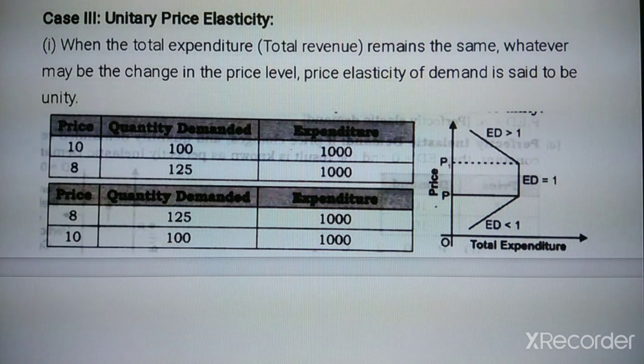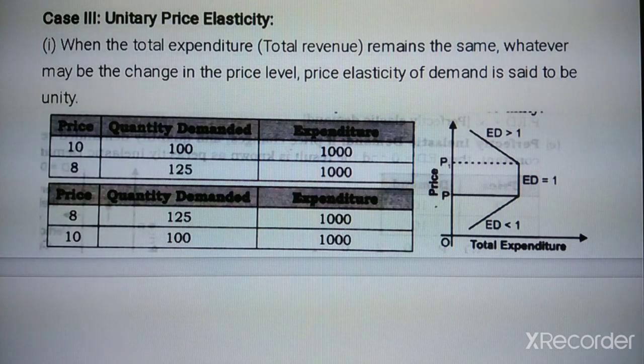So what is unitary price elasticity? If there is a change in the price but the total expenditure remains the same, then we call it unitary price elasticity. So in simple words, if there is a direct relation between price and expenditure, that is inelastic demand. If there is an inverse relation between price and expenditure, that is elastic demand. If there is no change in the expenditure due to change in the price, that is unit price elasticity.